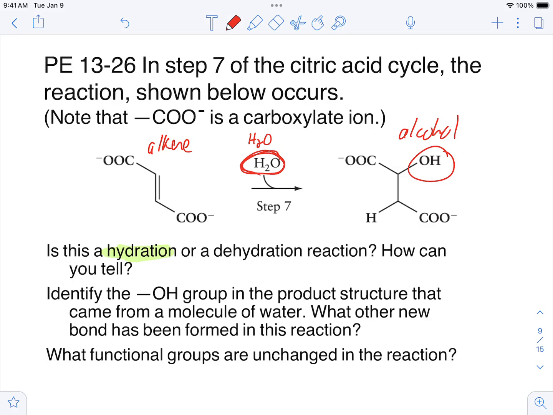Next part says, identify the OH group and the product structure that came from a molecule of water. It looks like I just circled that in red here. I'll highlight it in green now. That is the OH group from the water molecule. It does ask us, it says, what other new bond has been formed? Here is your H that was formed. Notice on the left-hand side, nothing shown there.